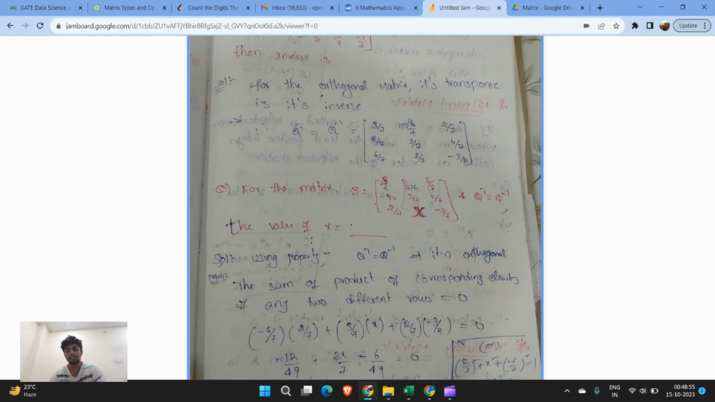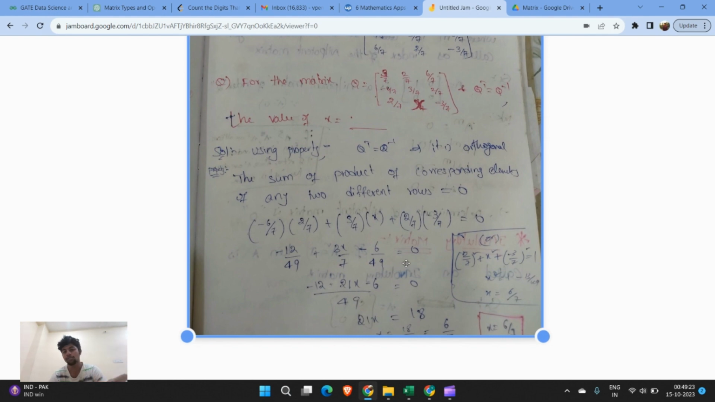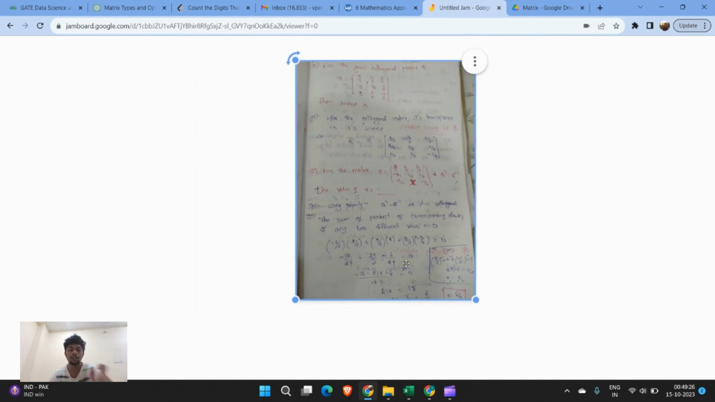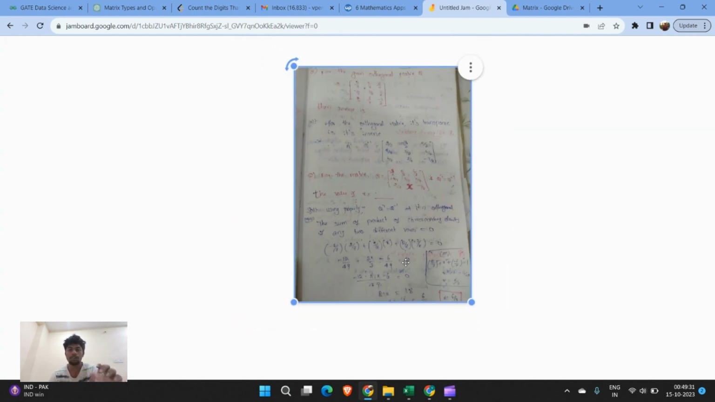Another condition is the sum of the products of any two different rows equals 0. So if you take the sum of the products of two different rows, see this one: minus 6 by 7 into 2 by 7 plus 3 by 7 into x plus 2 by 7 into minus 3 by 7, that is equal to 0. So if you do this operation, you'll get the value. So this is one of the properties. Based on these properties, you can solve many interesting problems related to orthogonal matrices. Then this is sorted.